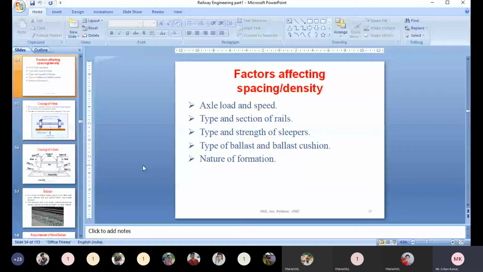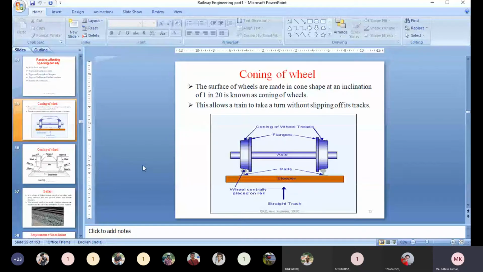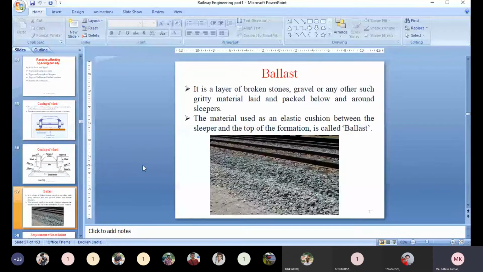Okay, now coning of wheels we have discussed yesterday. Ballast. Okay, now, ballast is a layer of coarse aggregate which is used in a railway track. It means it is a layer of broken stones or gravel or any other such gritty material laid and packed below and around sleepers. The material used as an elastic cushion between the sleeper and the top of the formation is called ballast.